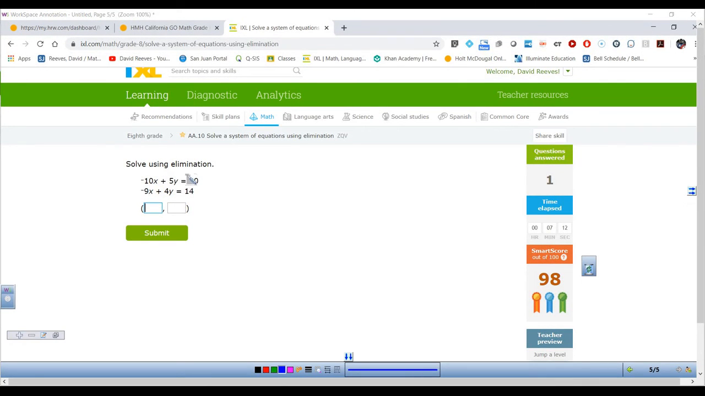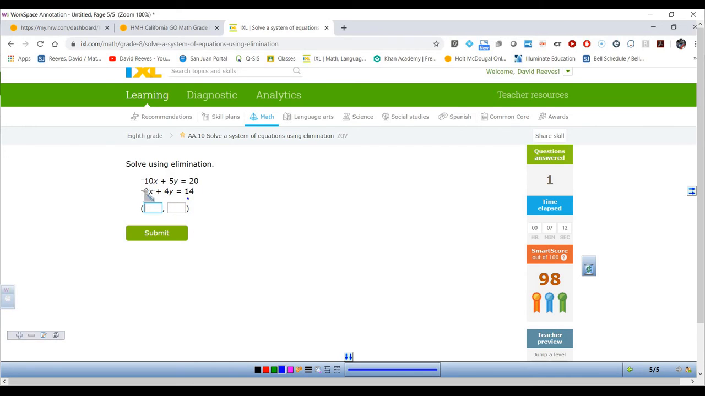All right, so I've got, once again, two equations I want to solve using elimination, which means I'm looking for a pair of opposites if I'm going to add, or a pair that are the same if I'm going to subtract. But since I'm Mr. Reeves, I'm going to always add, so I'm looking to create a pair of opposites.